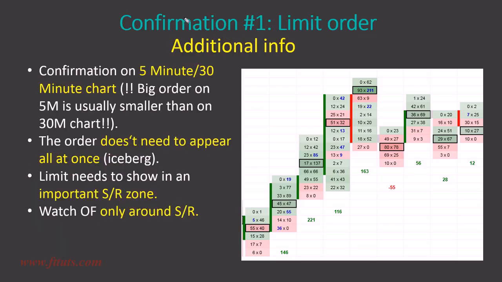Now here is some additional info before we jump into some examples. I like to look for the confirmation on a 5-minute chart or on a 30-minute chart. The important thing is that if you look at a 5-minute chart, then the unusually big number, the limit order, is usually smaller than if you are looking at a 30-minute chart, right?